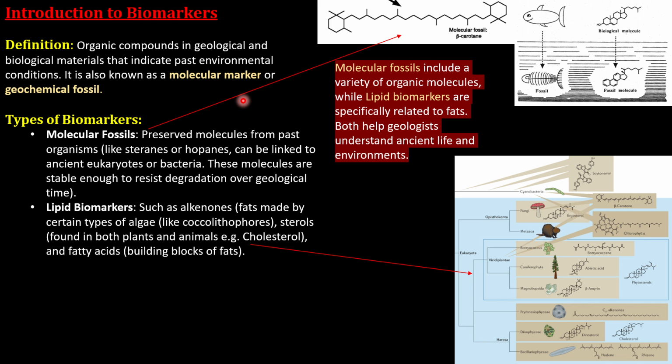A biomarker is an organic compound in geological and biological material that indicates past environmental conditions. It is also known as a molecular marker or geochemical fossil. Basically, these biomarkers are present in the rock record from the Precambrian to recent rocks, and by analyzing these rocks and the biological response, we can interpret paleoclimatic change. There are two types of biomarker: molecular fossil and lipid biomarker.